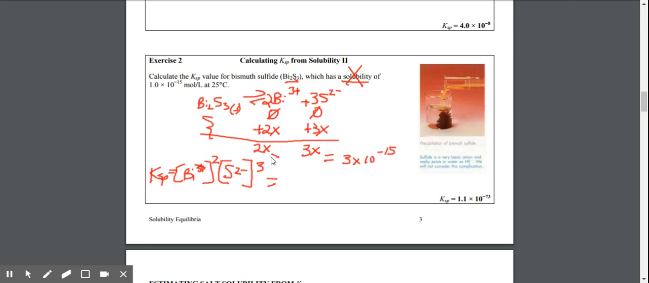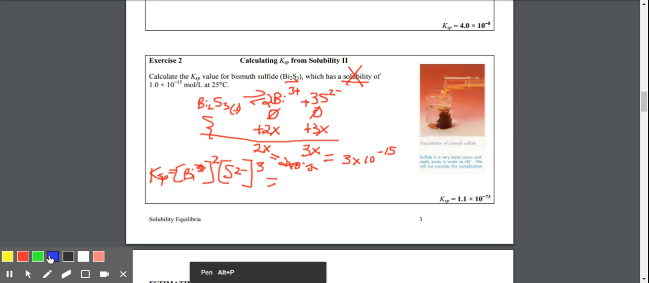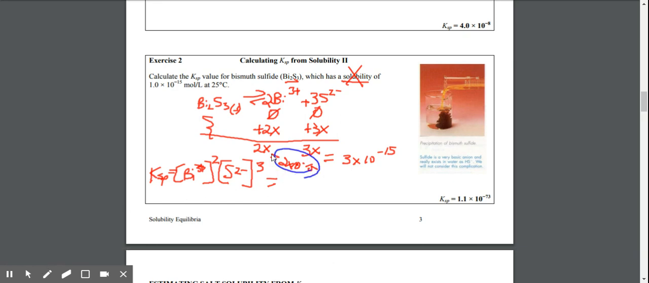2 times that value is equal to 2 times 10 to the negative 15th. Now that I know what my equilibrium values are for both of these, I'm going to plug that in. So I take that value squared times this value cubed, and that gives me my Ksp value, which is 1.1 times 10 to the negative 73.